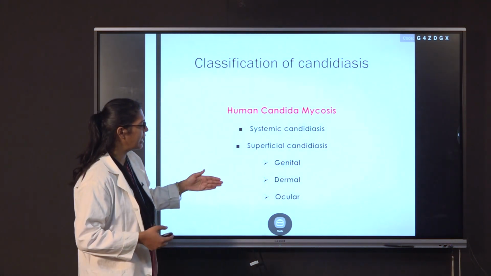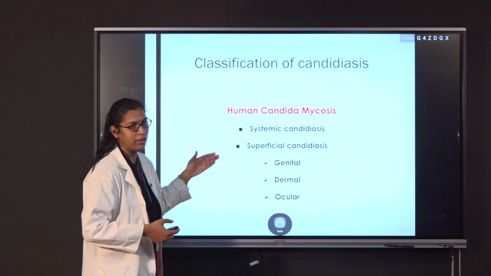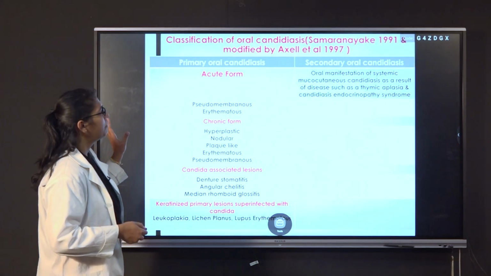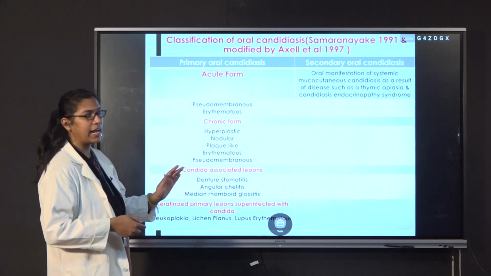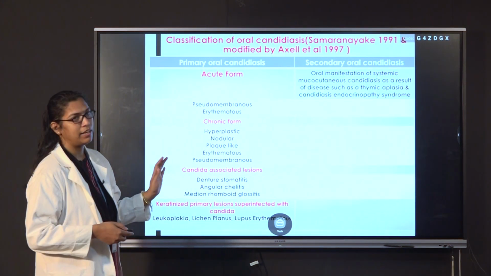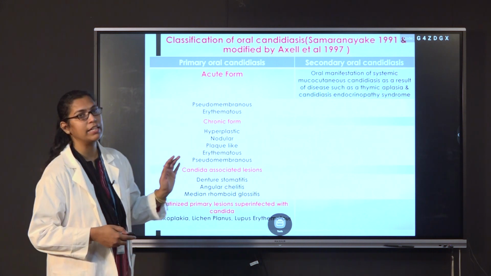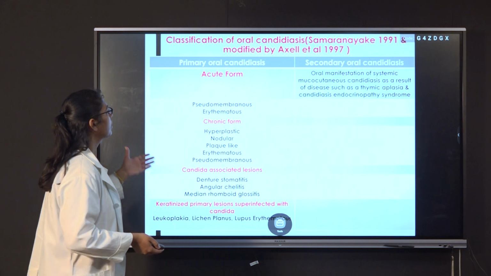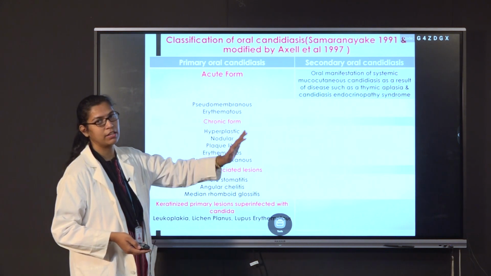Now coming to the classification of candidiasis, the human Candida mycoses are classified as systemic and superficial. Superficial is again classified as genital, dermal and ocular. But because we are dealing with oral candidiasis, the classification of oral candidiasis was first given by Sabanaiki in 1991, which was again modified by Axell in 1997. It is classified under primary and secondary.